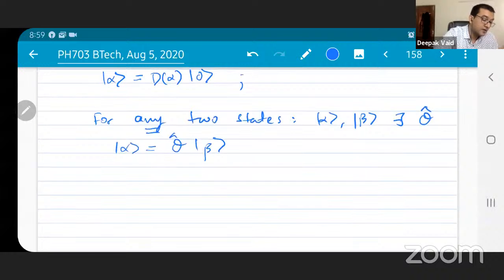Okay. So first, let's ask what are the properties of this operator.